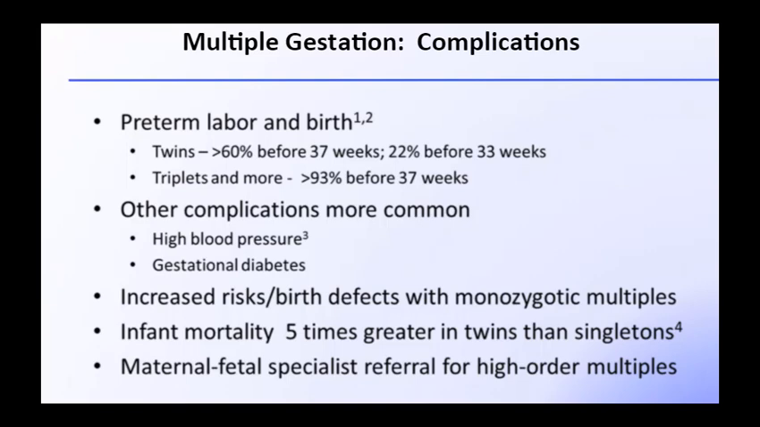Multiple pregnancies also have higher rates of complications for both mother and babies, including high blood pressure and gestational diabetes. Monozygotic multiples, particularly those sharing a placenta, are at higher risk for complications compared to dizygotic twins. In addition to twin-to-twin transfusion syndrome, monozygotic multiples have a higher incidence of birth defects. The infant death rate in twins is 5 times higher than that of singletons. Because of the risk of complications, referral of high-order multiple gestations to a maternal fetal medicine specialist is often recommended.